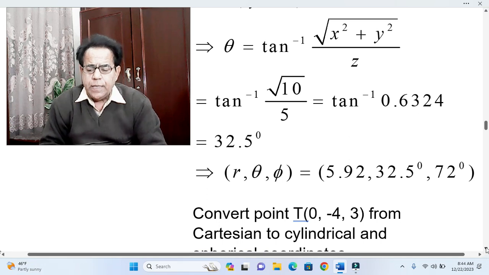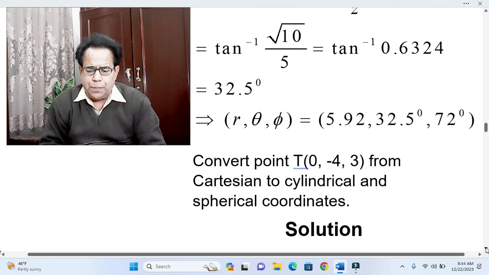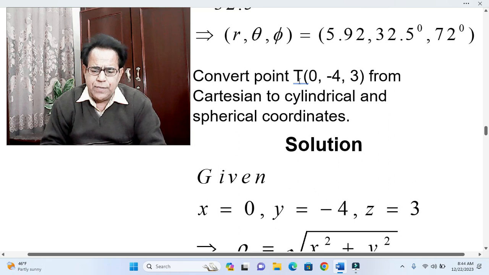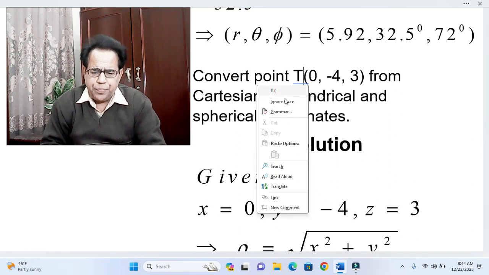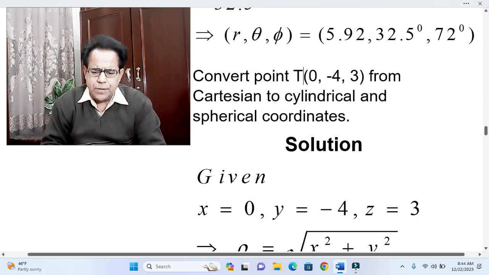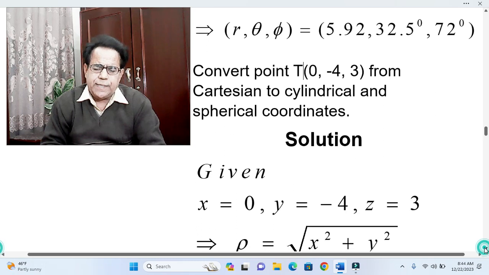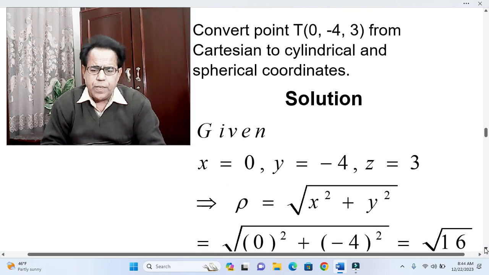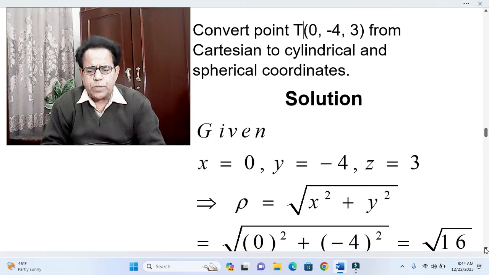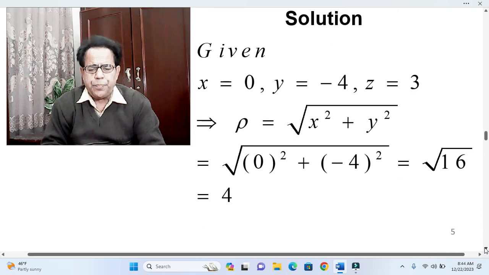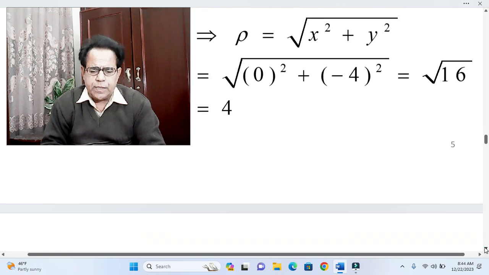Okay, dear students, now the second part. The next problem, we have converted that one part of the book into 3 separate problems. Convert the point (0, -4, 3) from Cartesian to cylindrical and spherical coordinates. Solution: given x, y, z, rho is equal to the square root of 16, which becomes equal to 4.